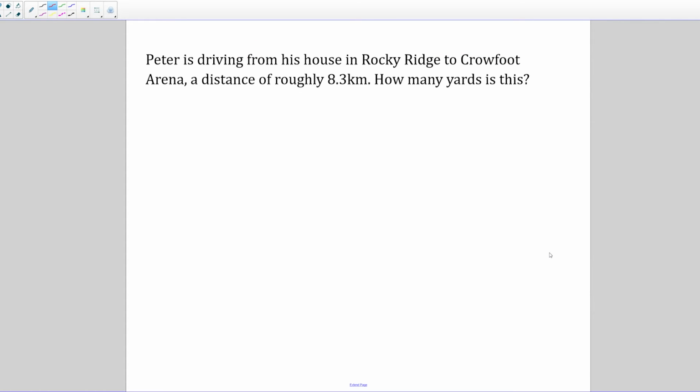Now let's take a look at a couple of word problems. Here it says that Peter is driving from his house in Rocky Ridge to Crowfoot Arena, which is a distance of roughly 8.3 kilometers. How many yards is this? First of all, we want to identify from what unit we're converting into a different one. We see here that we're trying to go from kilometers into yards.